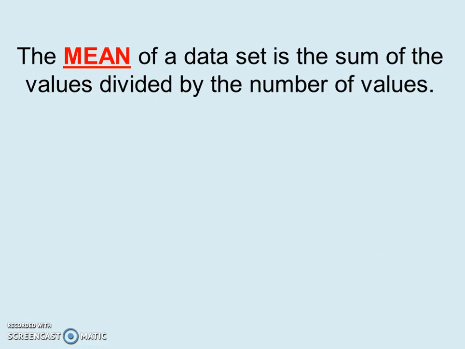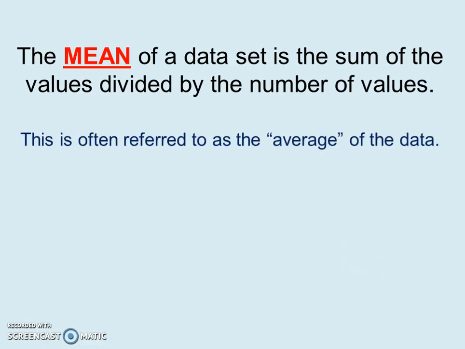Okay, so let's start by reviewing what mean is. The mean of a data set is the sum of the values divided by the number of values. Now, sometimes we refer to this as the average of the data. So mean and average are used often interchangeably. The official math term is mean, but if you were to say I'm going to find the average of something, most people would know what you're talking about.